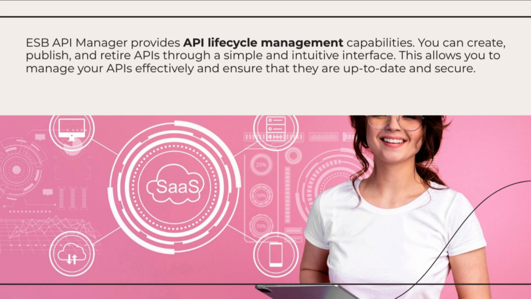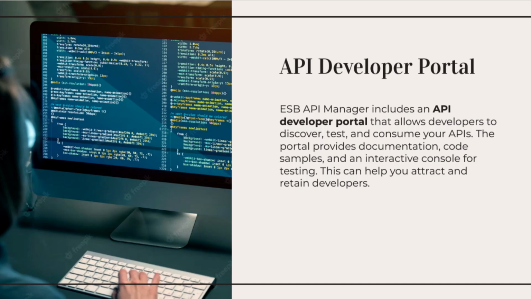7. Compliance and regulatory support. ESB API Manager helps organizations meet compliance requirements and adhere to industry regulations. It allows you to enforce security policies, consent management, and data privacy controls to comply with regulations like GDPR, HIPAA, or PCI DSS. Additionally, it supports audit trails and logging capabilities to assist in compliance reporting and demonstrate adherence to security standards.